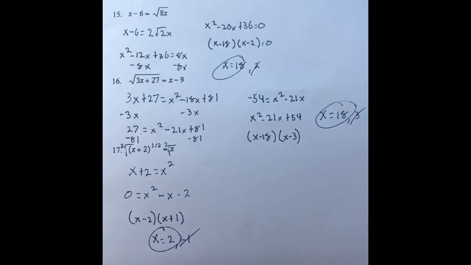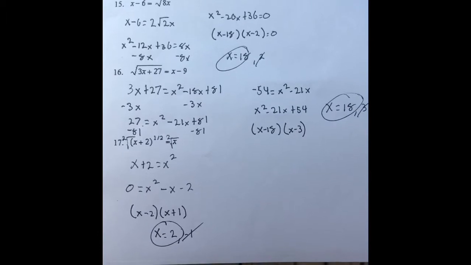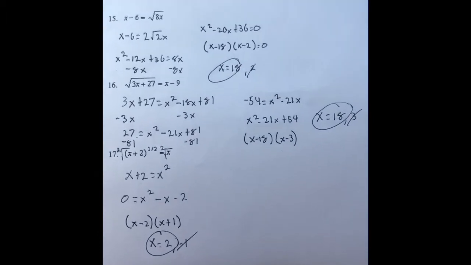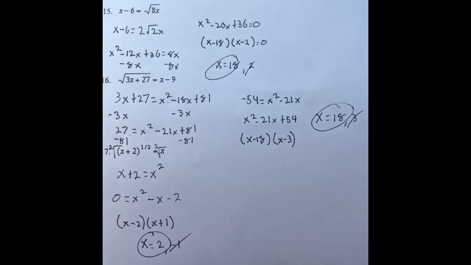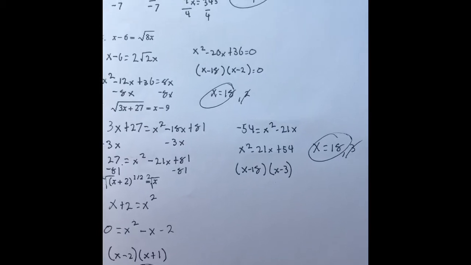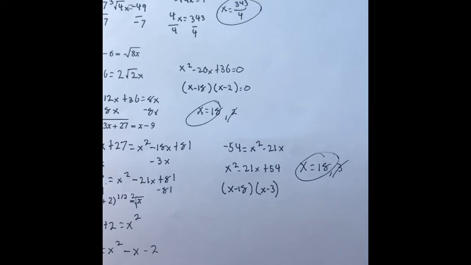Problem number 16, you're going to square x minus 9. That cancels on the 3x plus 27, and you're factoring x minus 9. And you get x squared minus 18x plus 81.